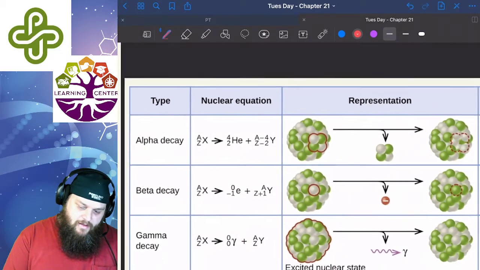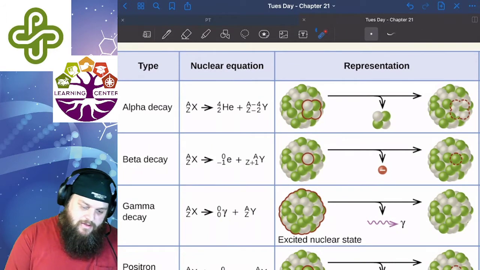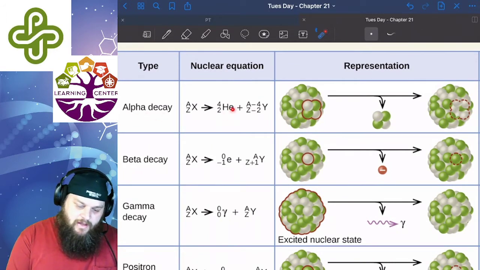Looking at what's happening for each of these. For alpha decay, alpha is really this helium atom.